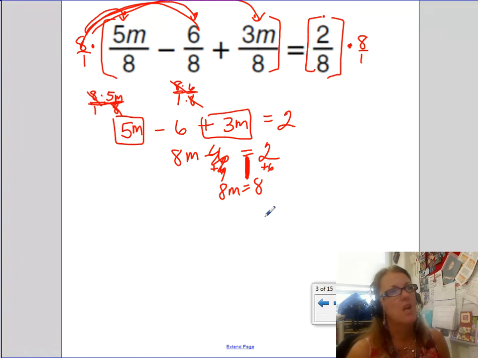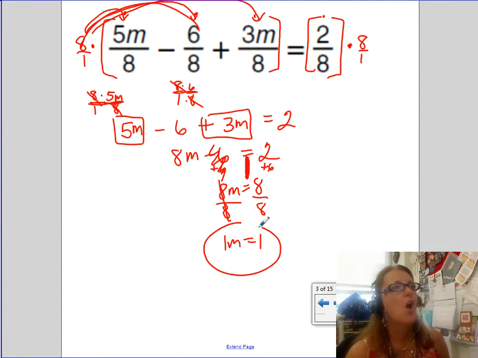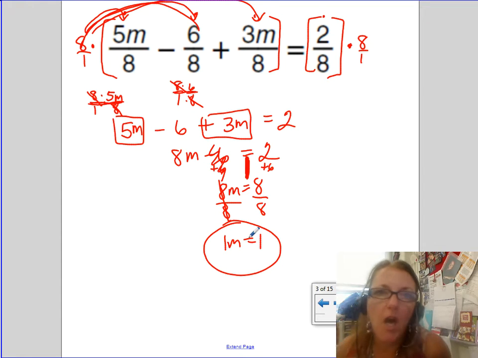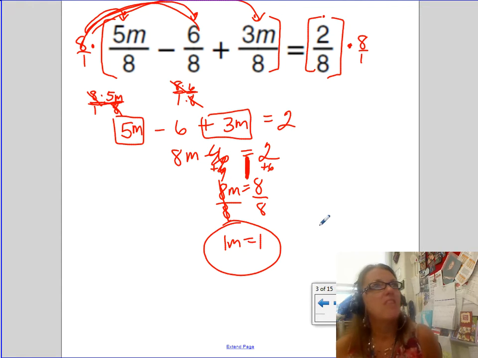I am just rocking the house. Look at this. Divide by 8. Divide by 8. 1m equals 1. Are you kidding me? Are you kidding me? Hot diggity dog. That was the greatest thing since sliced bread.